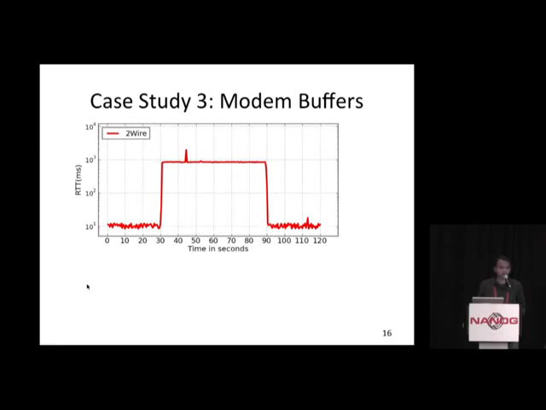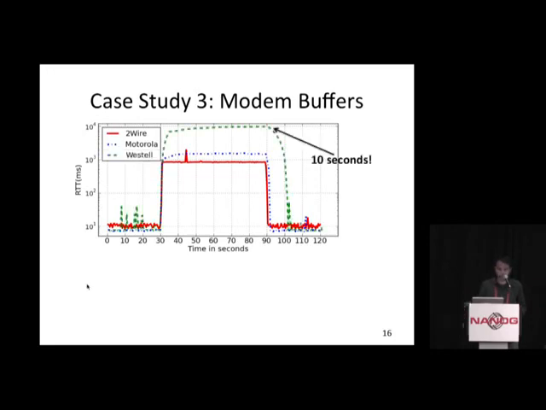So we swapped out the 2-wire modem and replaced it with a Motorola modem, and we saw that the latencies were worse, about 1200 milliseconds. When we replaced it with a Vestel modem, we saw latencies close to 10 seconds. I don't think I need to say that at these latencies, the home network becomes practically unusable.